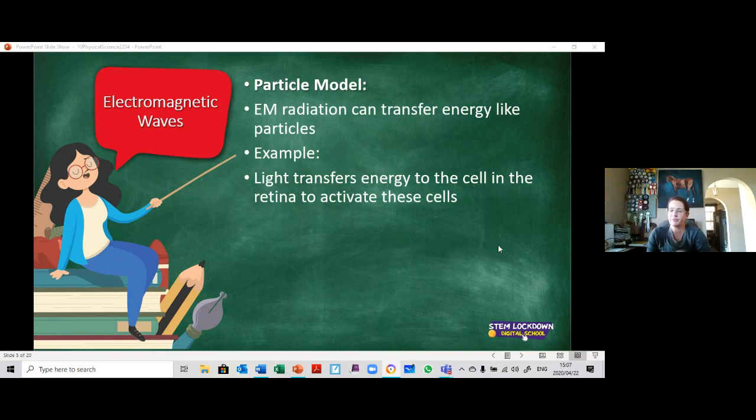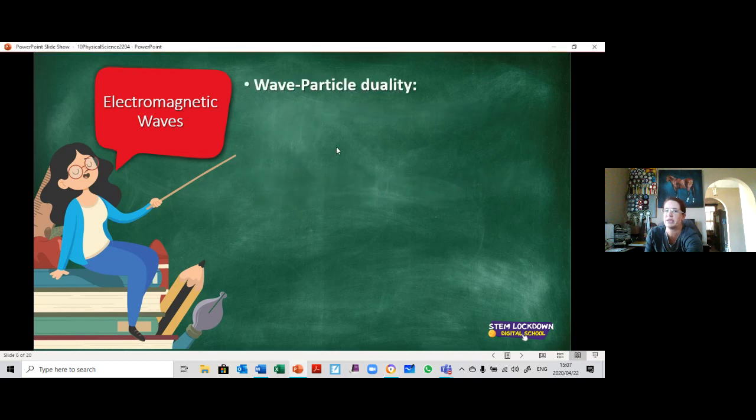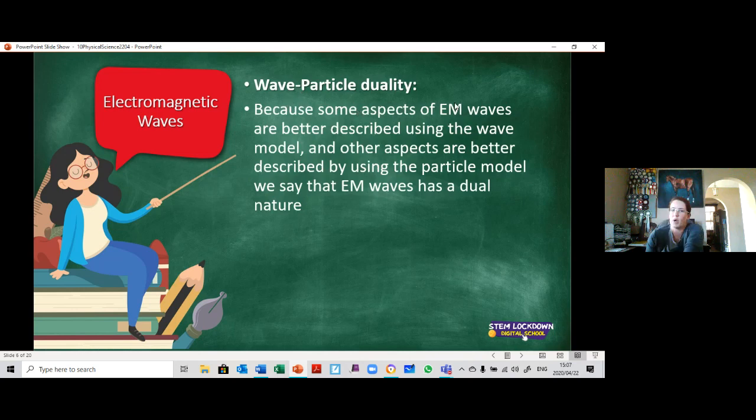Okay. So let's now give the definitions of this duality. Some aspects of EM waves are better described using the wave model. Other aspects are better described using the particle model, and therefore we say it has dual nature. Dual, two. It has the nature of both waves and particles. And this is a super important concept, because this informs what electromagnetic waves do.